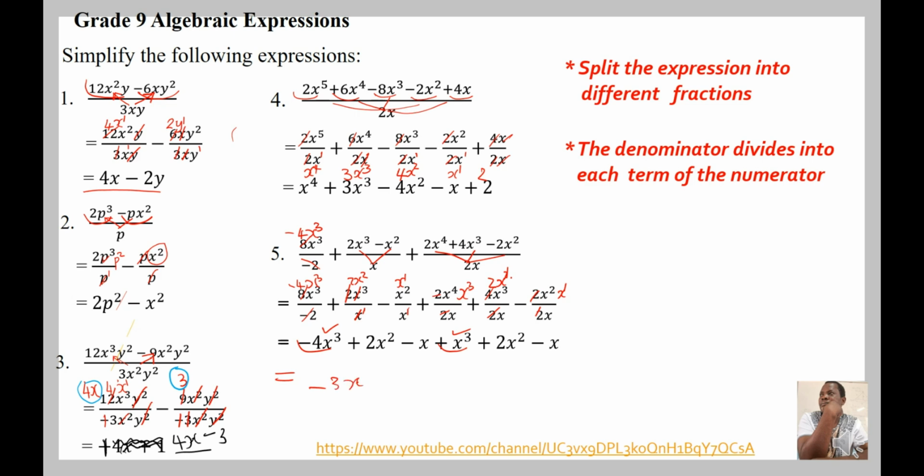Then the next one, if I take that and that one, they are also like terms. So that would be 4x squared. Then the negative x and the negative x is going to be minus 2x. Then my answer is completed. So we need to know how to simplify this type of expressions by simply separating them and then dividing. When you divide, you take note of the laws of exponents. That's grade 9 algebraic expressions, simplifying algebraic expressions.